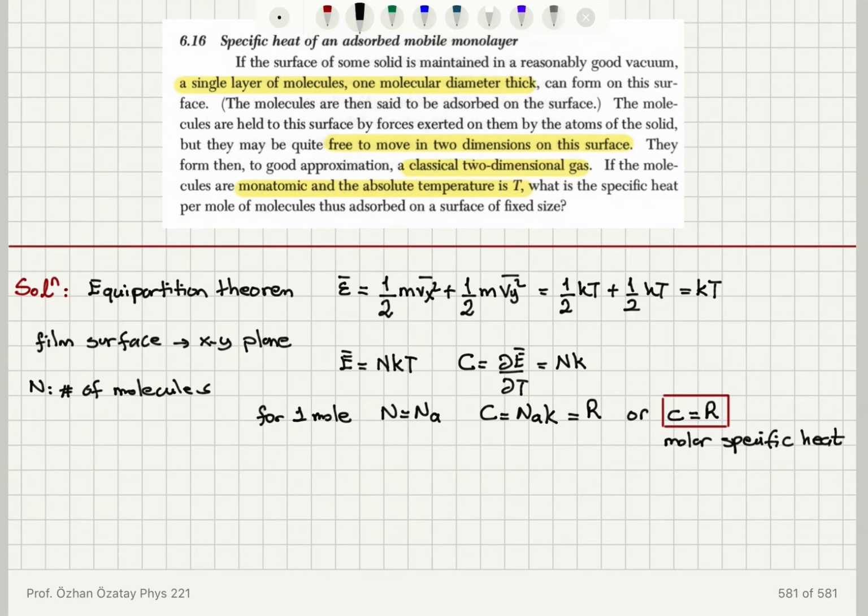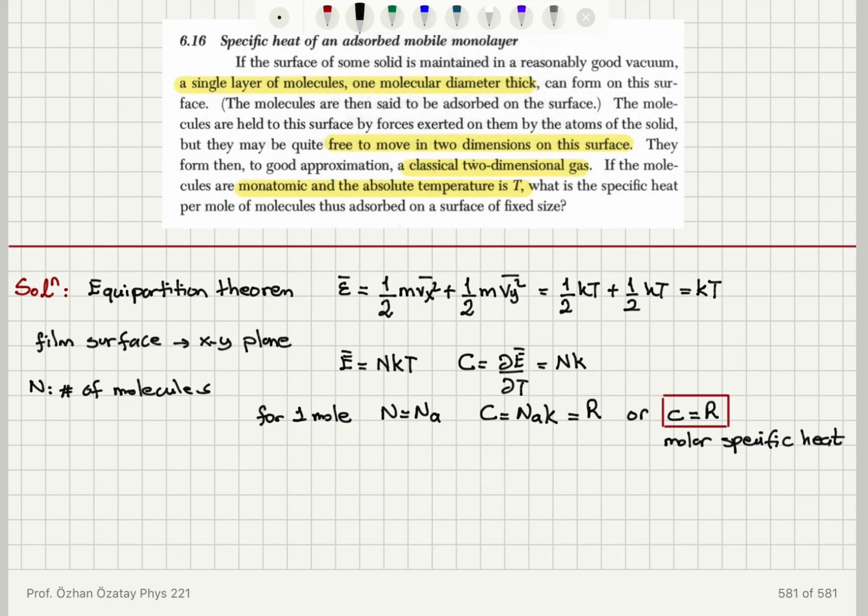We could also define it per gram, remember, but here we are asked to find the heat capacity of 1 mole, which is the molar specific heat. So we have used the equipartition theorem because the molecules are free to move in 2 dimensions and it's a monatomic molecule. So we can think about the translational kinetic energy of the center of mass of each atom. That's the only contribution. So basically I'm neglecting interactions between atoms, so that's why it says free to move in 2 dimensions.